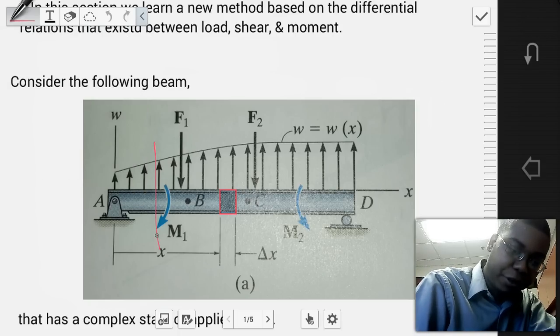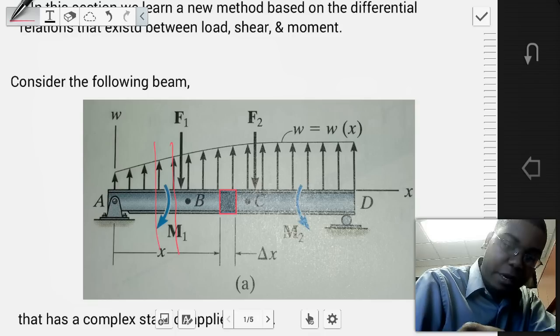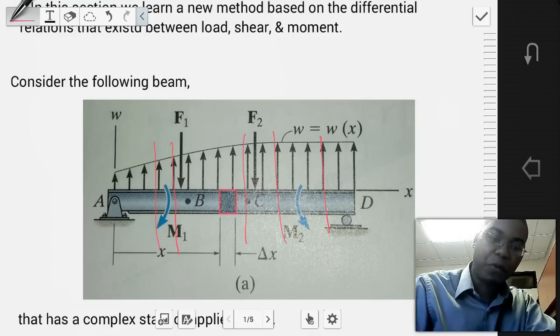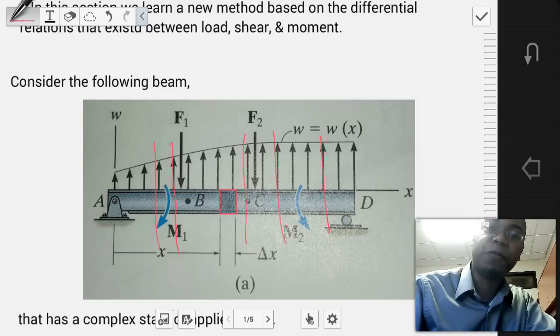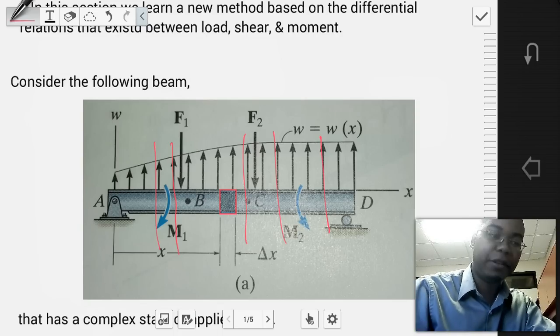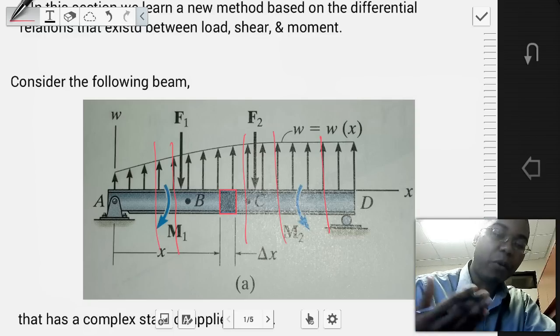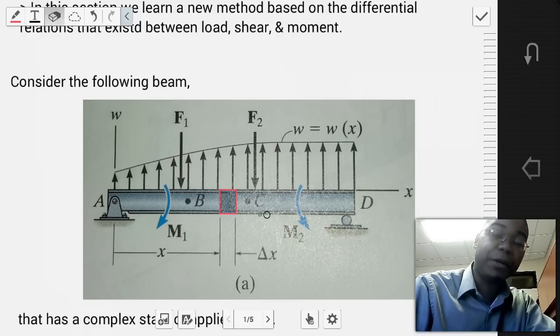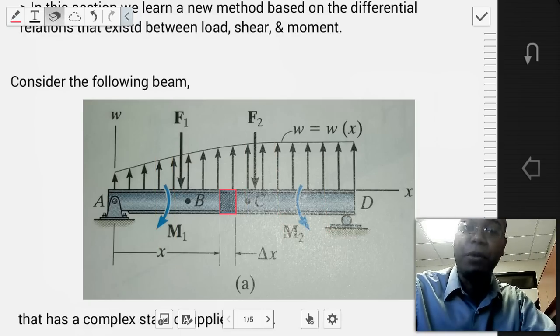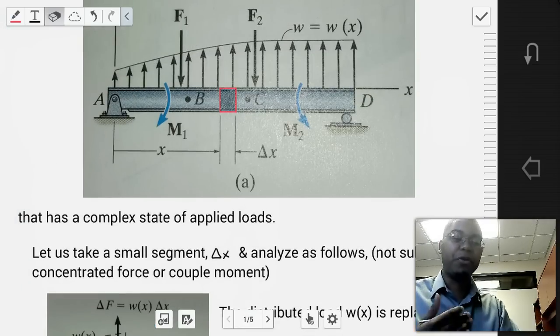We'd have to do a section here, a section here, a section here, a section here, and a section there. We'd have to do 1, 2, 3, 4, 5 sections, and then for each of those 5 sections, apply the equations of equilibrium in order to craft our shear and moment diagrams. And that's just not feasible if you were to try to solve this problem on an exam. So let's try to take a new approach.